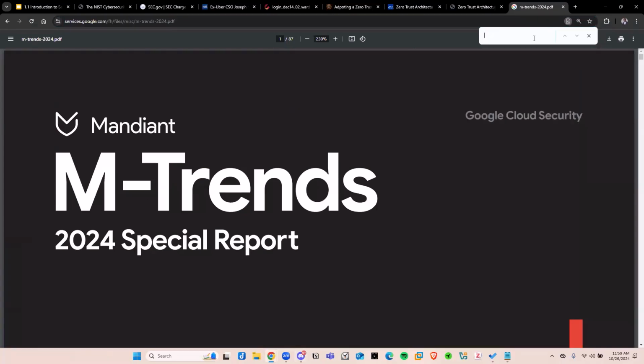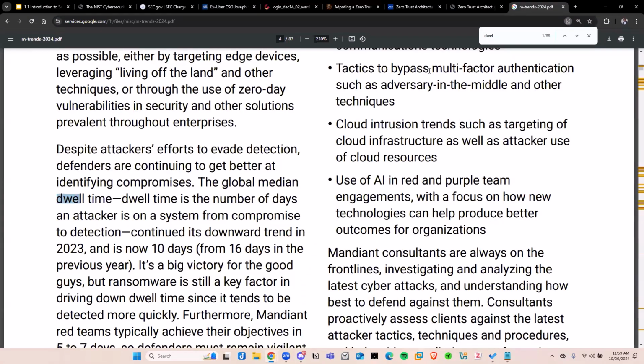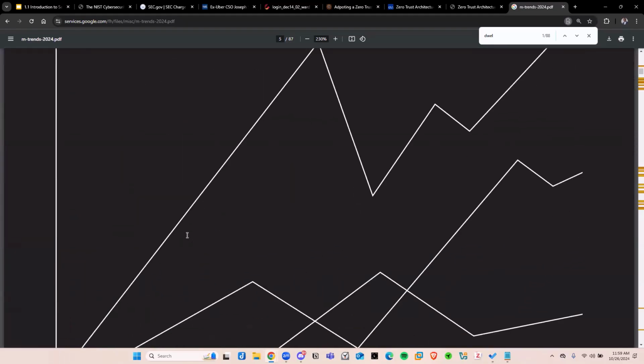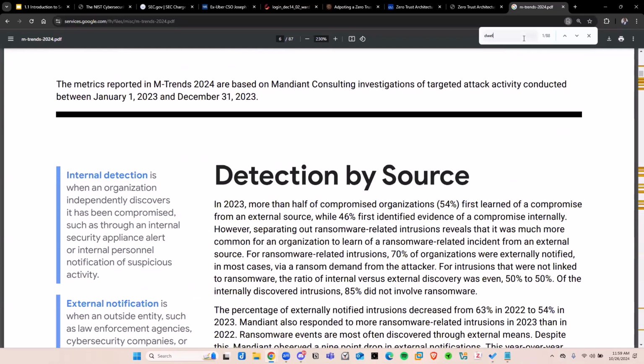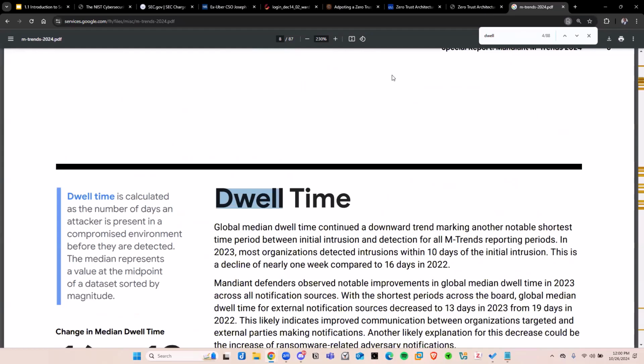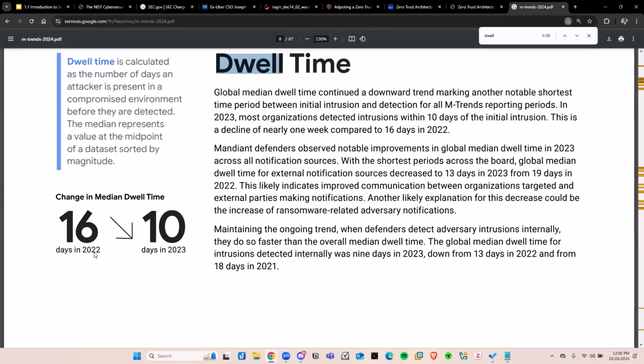So they have what they normally call dwell time. All right, dwell time. And right now, look at that. Dwell time continues to go down, up to 10 days now. So if you were saying 10 days, you were right. Let me go where they talk about this specifically. There we go. So in 2023, it's going down. Dwell time is how many days the bad guys are in your environment without you knowing that they were there.